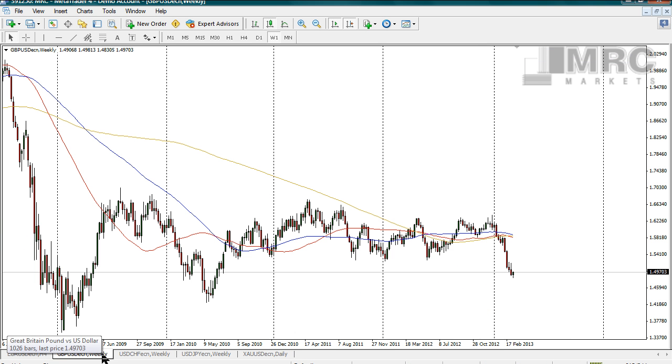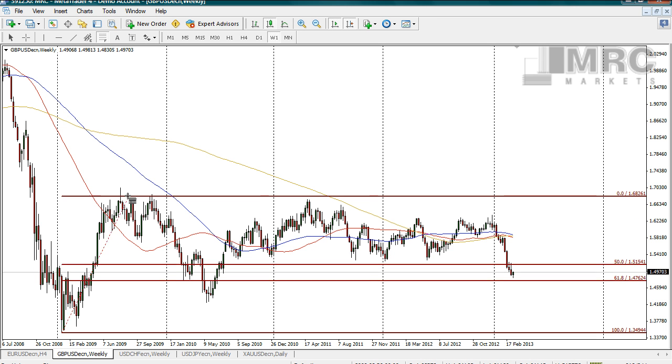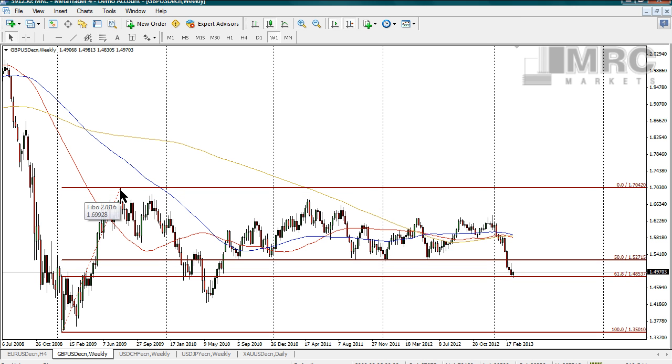So yeah, let's move on to cable now. Cable on the weekly, we've spoken about this fib setup many times in these videos. You can now see the 50% got absolutely smashed through, and that was a previous really strong support level. But in all fairness, it had been tested quite a few times. It had bounced there, bounced there, bounced there, and a bounce around here. So already 4 bounces.